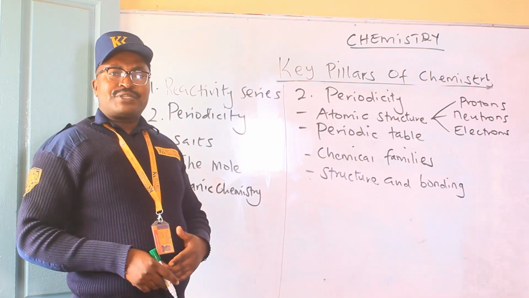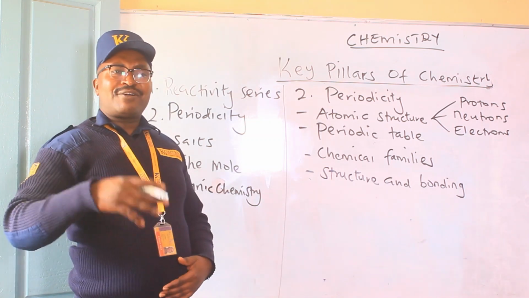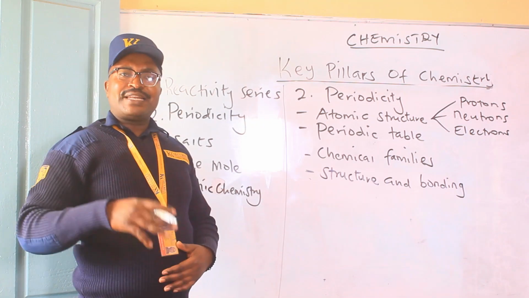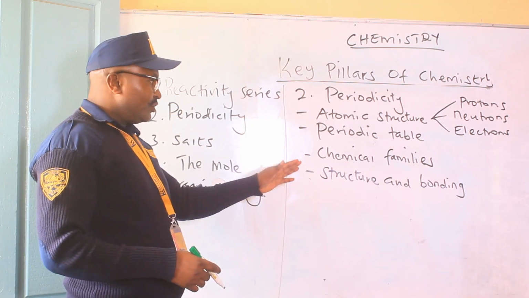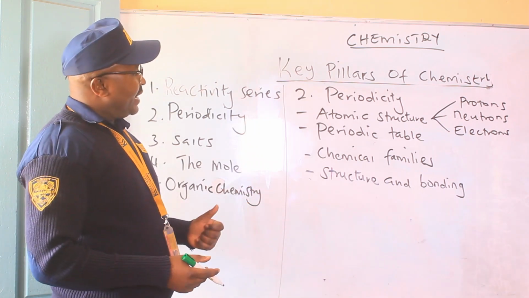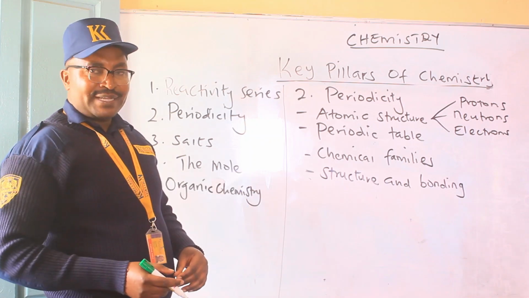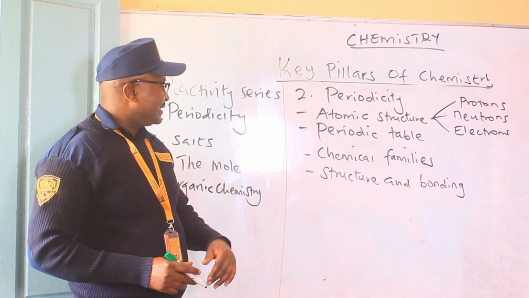Know the type of bonds that we have. That is the ionic bond. We have the covalent bond. We have also the dative bond, which is a type of covalent bond. You also need to know that. These ones I'm going to expound in my subsequent lessons, because now I will not expound in detail.